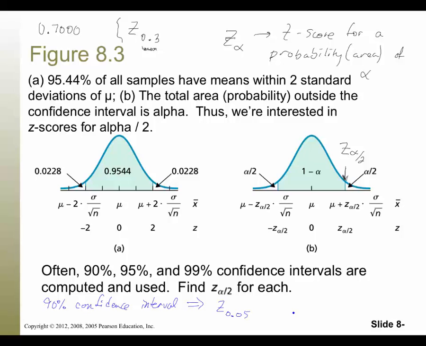So, got your chart? Find z of 0.05. You're going to go into the table, look in the middle of the table for the area 0.0500, the closest you can get.